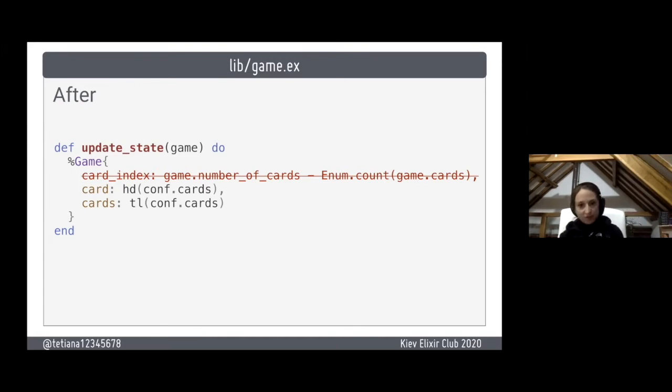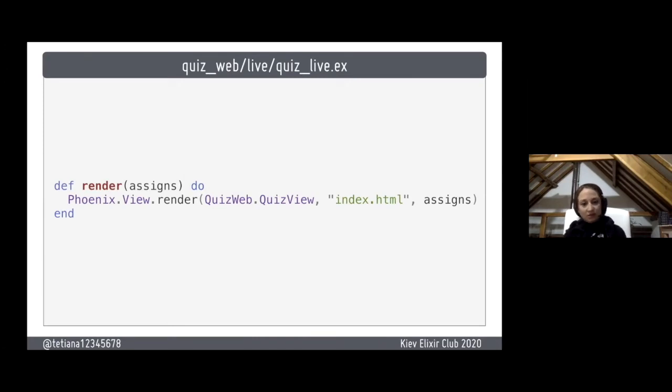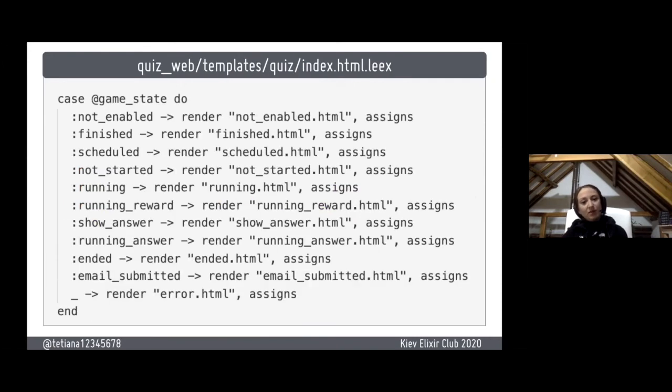Another problem with readability was with the organization of templates. The conf live template got really long and hard to read and manage, so extracting into a template for each game state made it easier to read. In our LiveView, we render the index HTML template, which then renders the template for the given state. And each template for each state is basically a different screen of the quiz. And they kind of made sense.